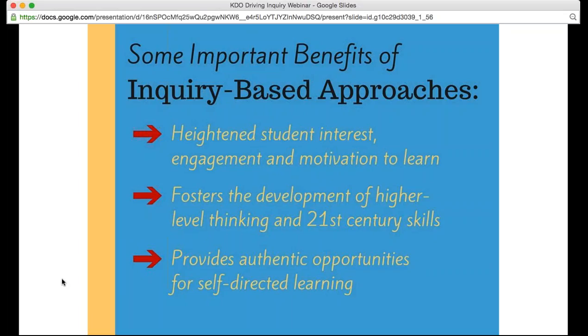We also provide additional opportunities through inquiry to foster higher level thinking skills, developing 21st century skills. And thinking about the evaluation and the analyzing of resources really does provide opportunities that we want to be developing. And then also the authentic nature of inquiry-based learning, where students are following a path that's interesting to them, it's real, it's something that they can be self-directed about, really is quite a benefit for our learners.